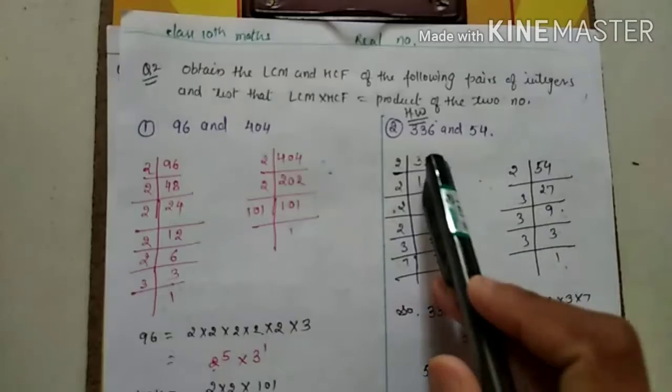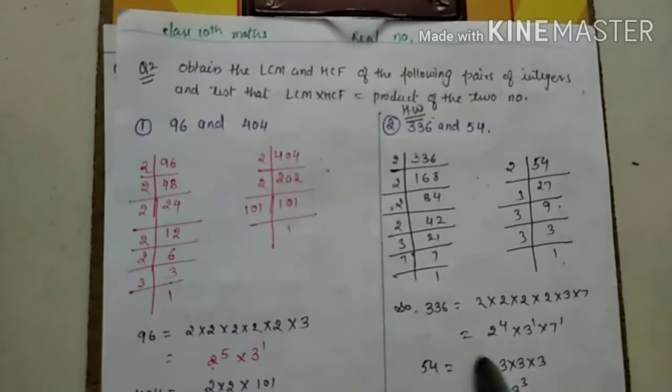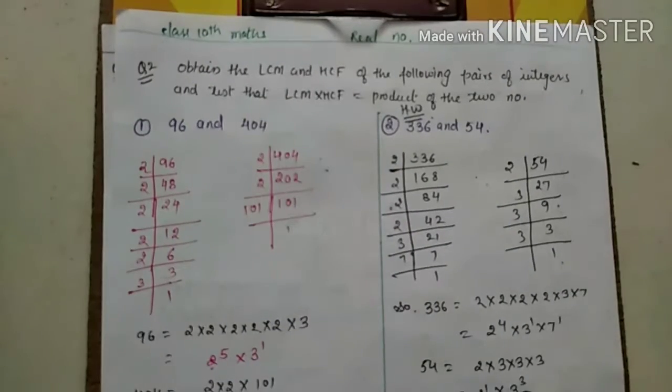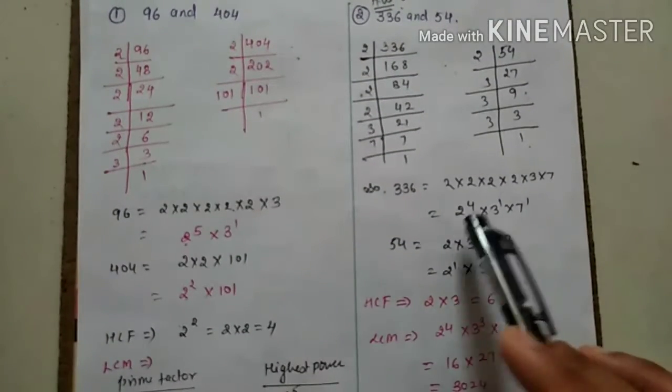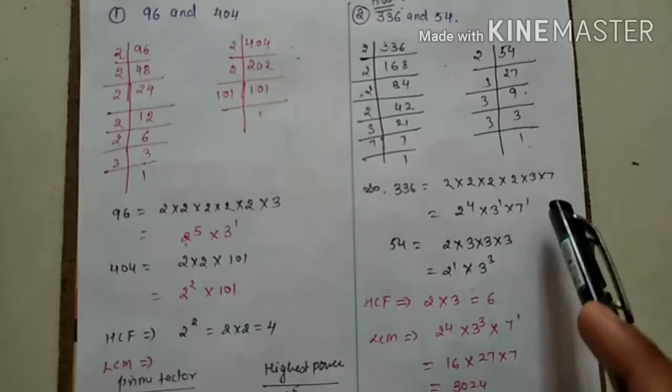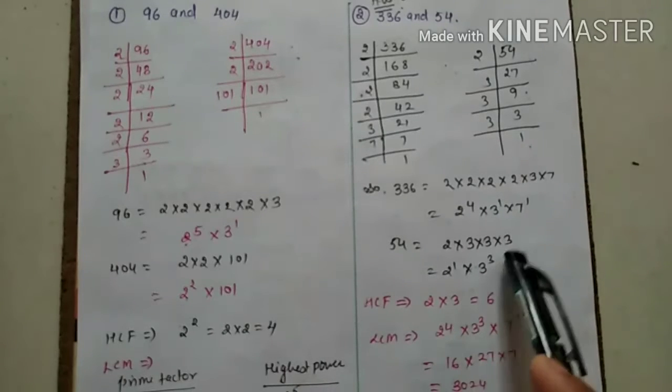Again, same process. First do the prime factors. I have done the prime factors of both numbers. After that I have converted the prime factors into powers: 2 power 4 into 3 power 1 into 7 power 1, and 2 power 1 into 3 power 3.